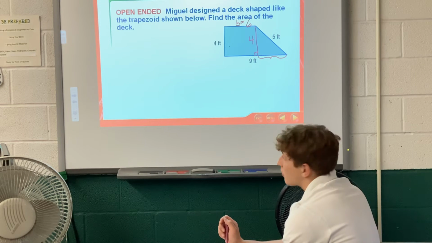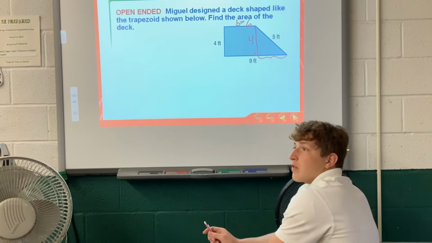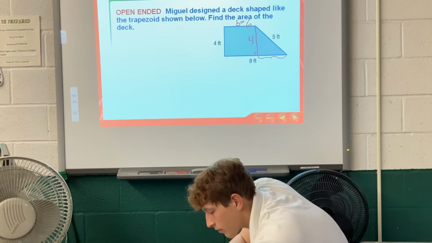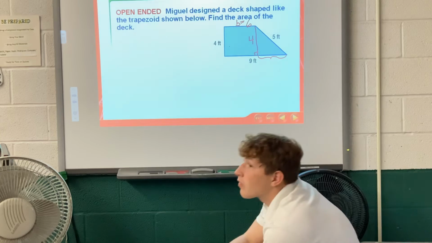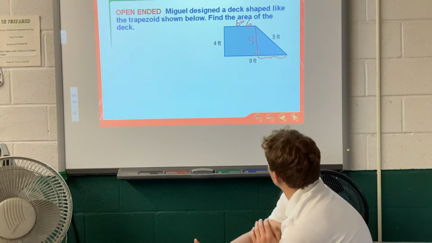So what's 6 plus 9? 15 times. Now here, you can divide whenever you want, so I could take 4 divided by 2 and just get 2, and then I get 15 times 2, it's 30, right? Everybody see what I did there? So again, it doesn't really matter when you divide or use that 1/2 portion.